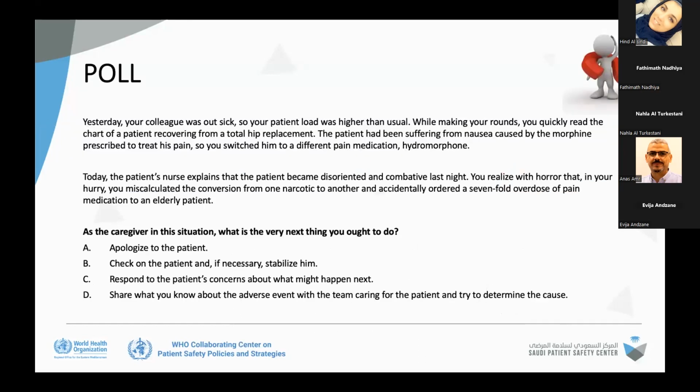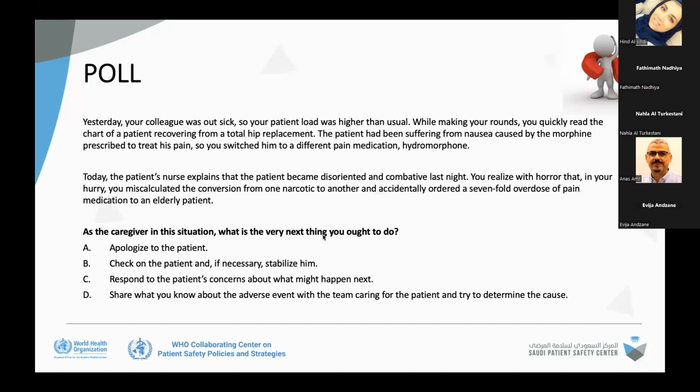So now we have a poll here, but before we raise the poll, I would like to read the case study. Yesterday, your colleague was out sick, so your patient load was higher than usual. While making your rounds, you quickly read the chart of a patient recovering from a total hip replacement. The patient had been suffering from nausea caused by the morphine prescribed to treat his pain, so you switched him to a different pain medication, hydromorphone. Today, the patient's nurse explained that the patient became disoriented and combative last night. You realized with horror that in your hurry, you miscalculated the conversion from one narcotic to another and accidentally ordered a 7-fold overdose of pain medication for an elderly patient. So from this case study, as a caregiver in this situation, what is the very next thing you ought to do?